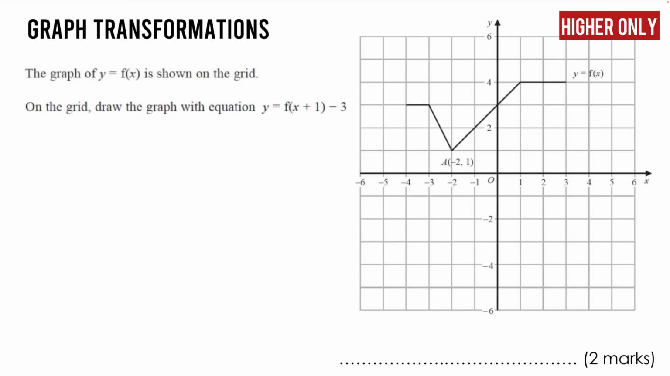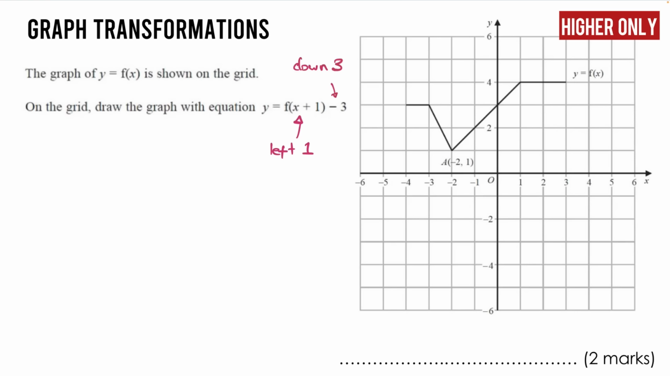So graph transformations is quite a nice topic. It's just remembering a few of those rules. Anything inside the bracket affects x and tends to do the opposite of what you'd expect, and outside the bracket affects y. So here, x plus 1 inside the bracket. Plus 1 you'd think moves right. It doesn't, it moves it left. So that goes left 1, and then the minus 3 affects y, does what we expect, so it goes down 3.